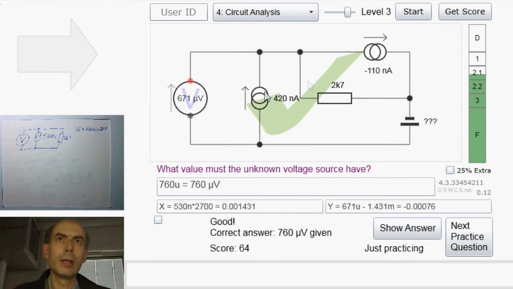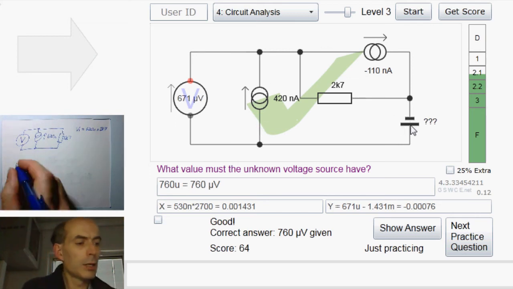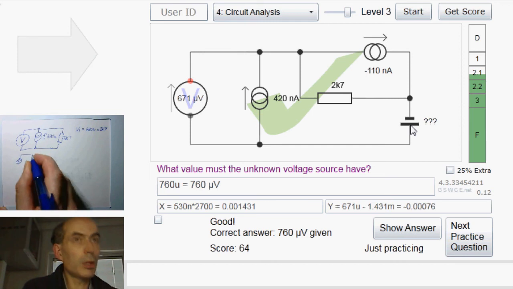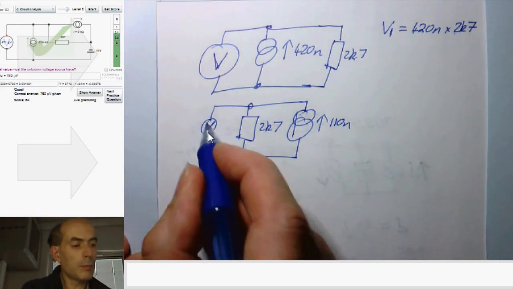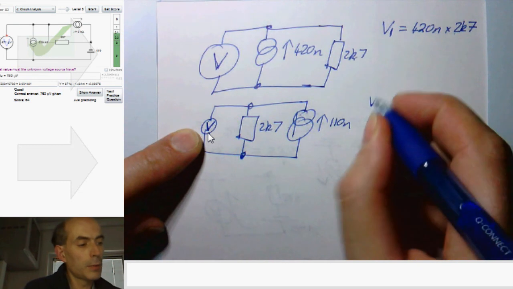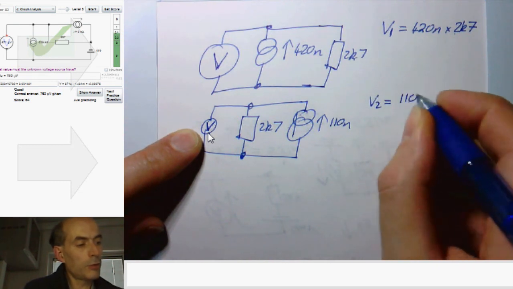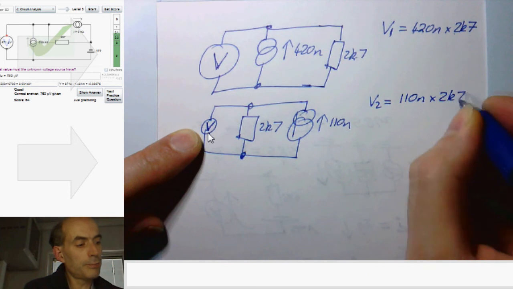Next source, let's just consider this source. It's a 110 nanoamp current source going this way. Again, we'll replace this with an open circuit and this with a short circuit, and that would end up with a circuit which effectively looked like this. Once again, we can work out what the contribution to V would be here, what the voltmeter would read in this circuit, and that would just be 110 nano times 2K7.